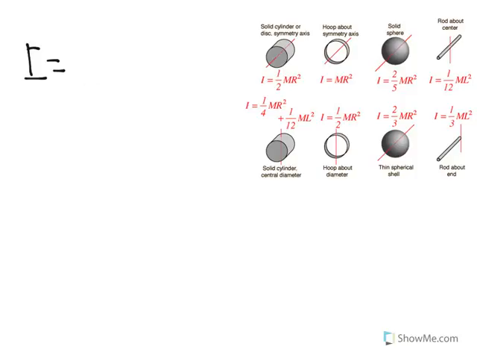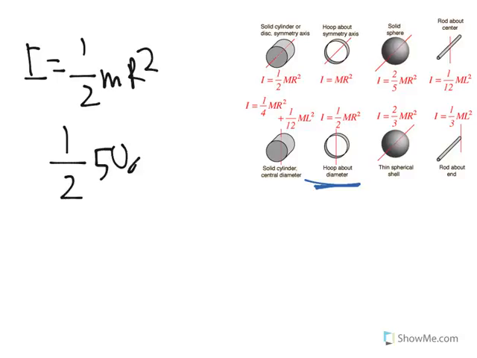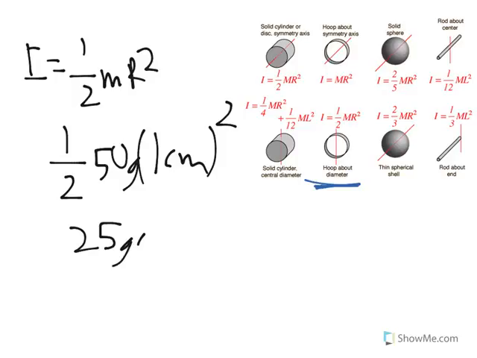It's a hollow ring, and it's a hoop about its diameter. So it's the second ring type. So I equals 1/2 mr squared. So then we can say 1/2, mass of 50 grams, radius of 1 centimeter, that's squared. So we're left with 25 gram centimeters squared.